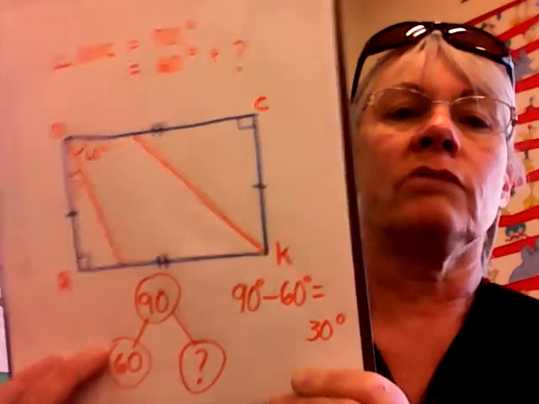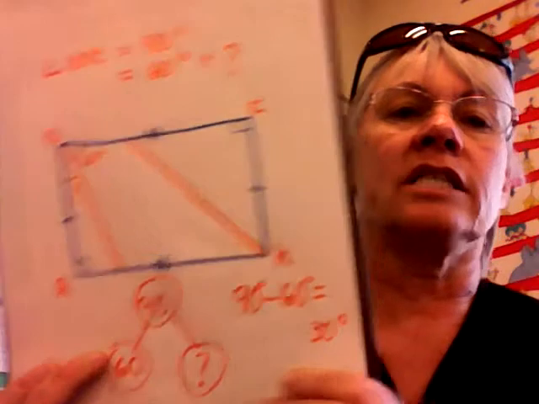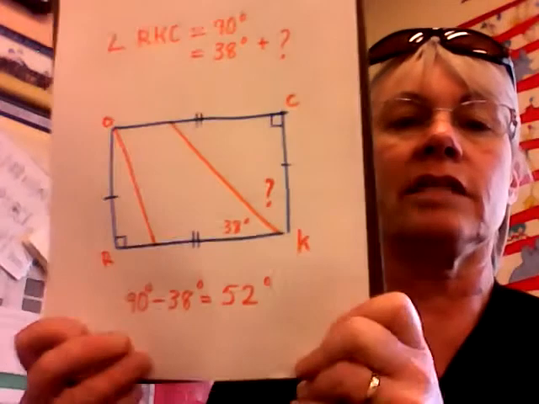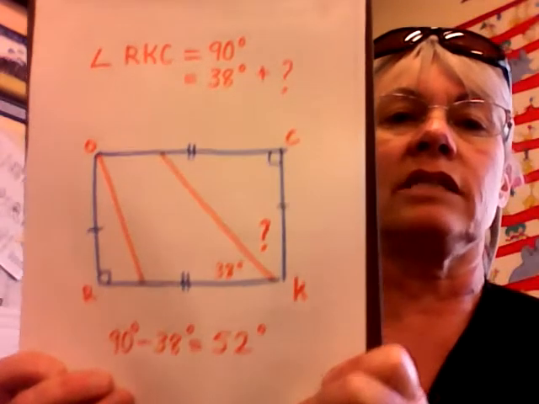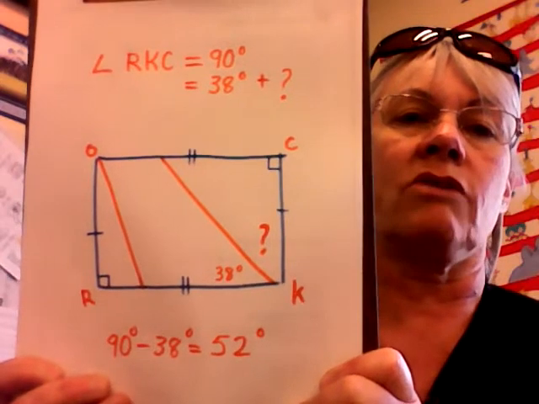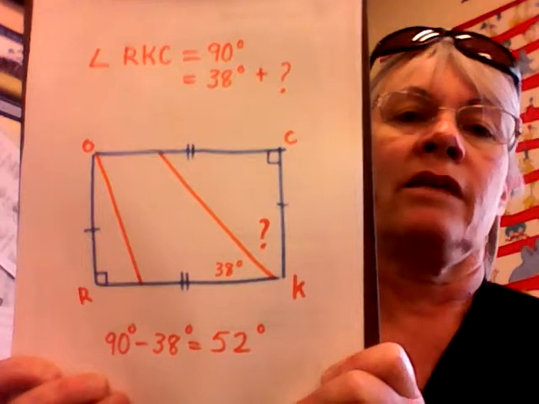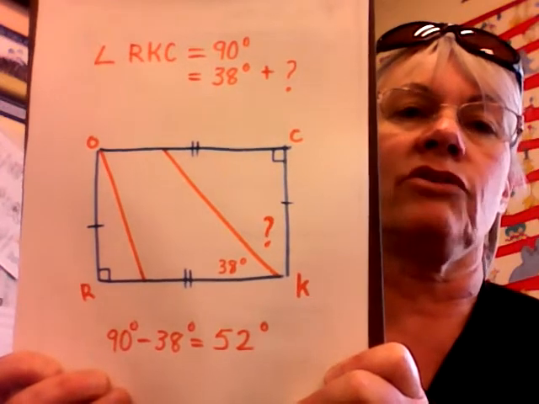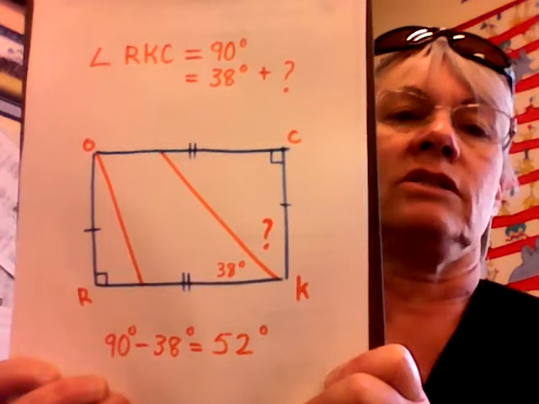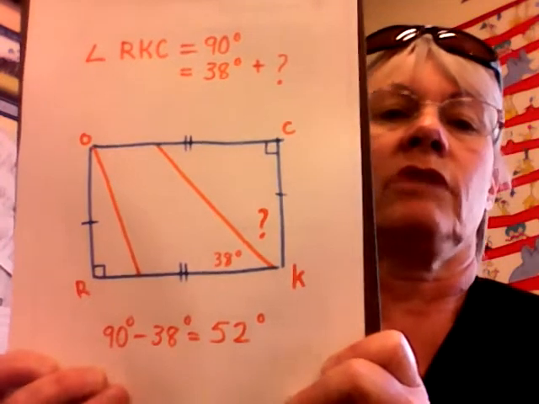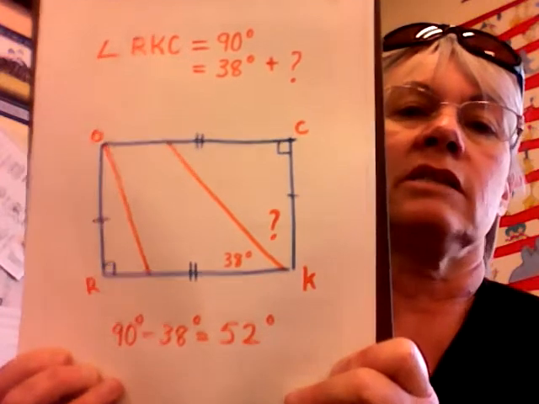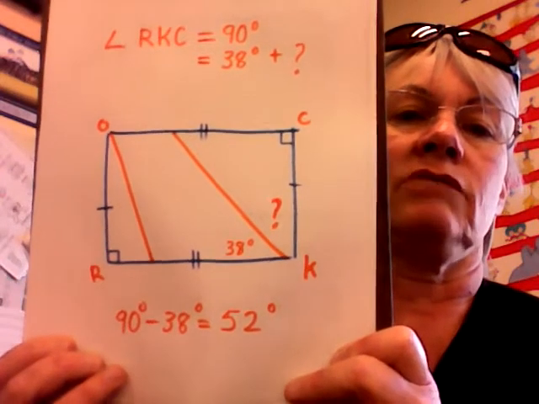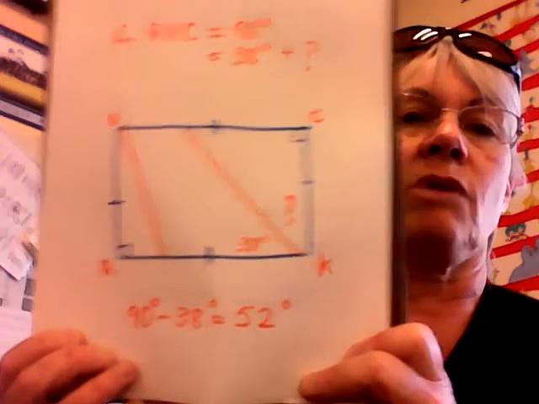We'll do one more. We're going to work with angle RKC next. And we have angle RKC is also sliced into pieces. We know we're using a rectangle, so we have a right angle in the corner. Angle RKC is 90 degrees. The small part that's shown is labeled 38 degrees. What's the measurement of the question mark angle? We know that the two parts must equal 90, so when we subtract, we get the result of 52 degrees for the small part of the angle.